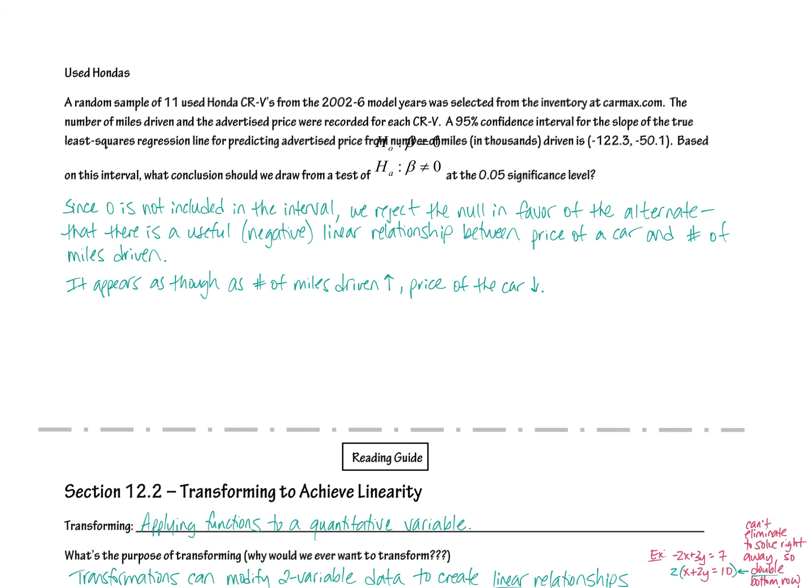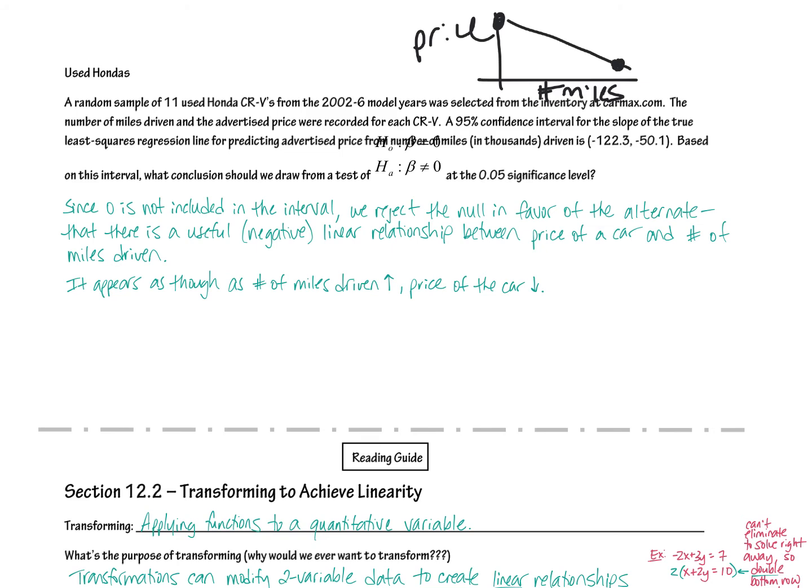What we have here is a random sample of 11 Hondas, and these are 2002 to 2006 models from CarMax with number of miles driven and the advertised price. So we have a 95% confidence interval. Don't you agree probably that as you drive the car, so number of miles and price, if the car has like 0 miles on it, it's brand new, it's pretty expensive. But if the car has a lot of miles on it, isn't it not as expensive? Doesn't that make sense? So negative linear relationship here.